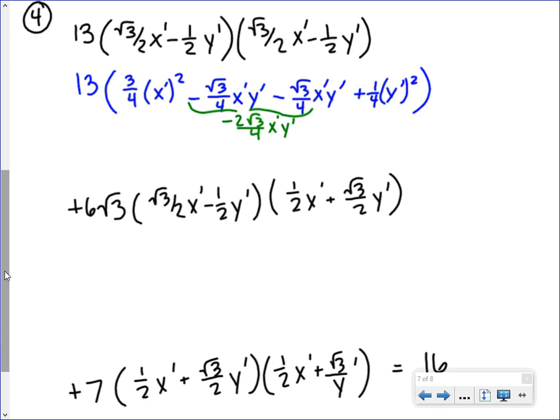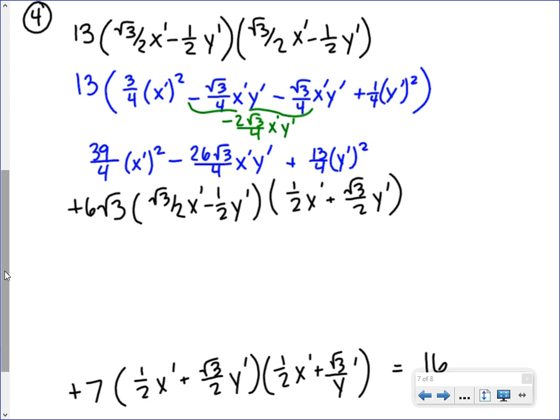And my last step, I like to do it one group at a time. I'm going to do everything with 13x squared, simplify that as much as I can, and then move on to my next group. So the last thing I would do is distribute my 13. And I'm not going to reduce my fractions. I'm just going to write 39/4 x prime squared minus 26 square root 3 over 4 x prime y prime plus 13 over 4 y prime squared.